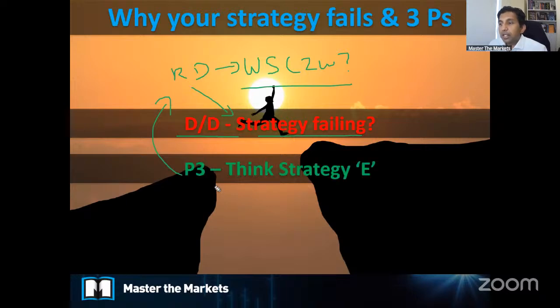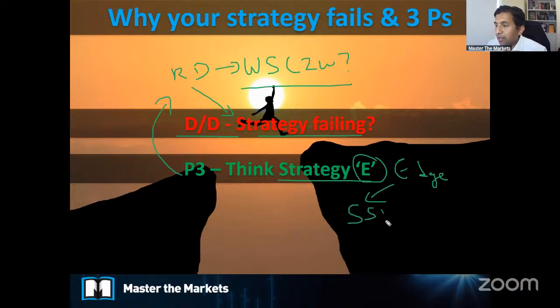So now you've got to think about the strategy's E factor, and the E factor is what we call the edge, okay? What will make that strategy continue to work, or in other terms, what will make that strategy sustainable, scalable, and reproducible, right?